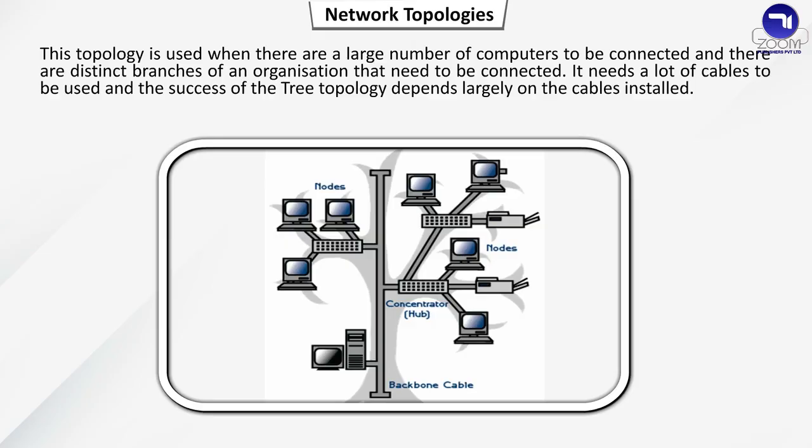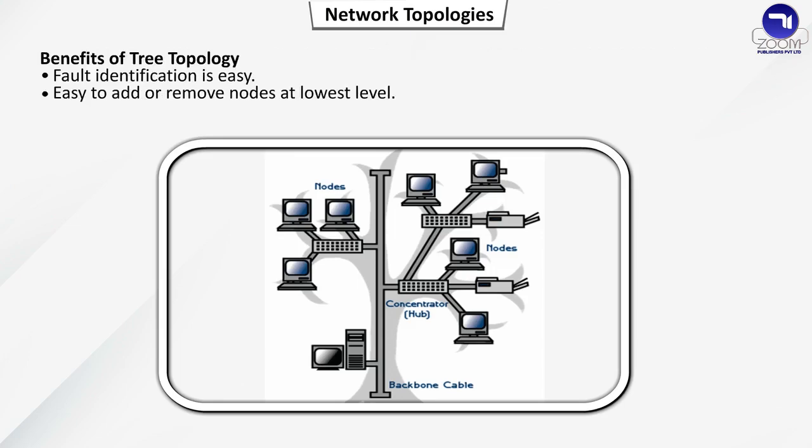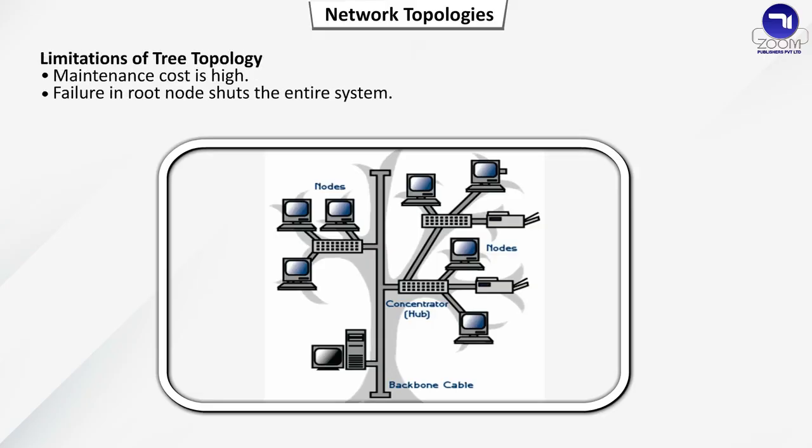It needs a lot of cables to be used, and the success of the tree topology depends largely on the cables installed. Benefits of tree topology. Fault identification is easy. It is easy to add or remove nodes at the lowest level. Limitations of tree topology. Maintenance cost is high. Failure in the root node shuts the entire system.